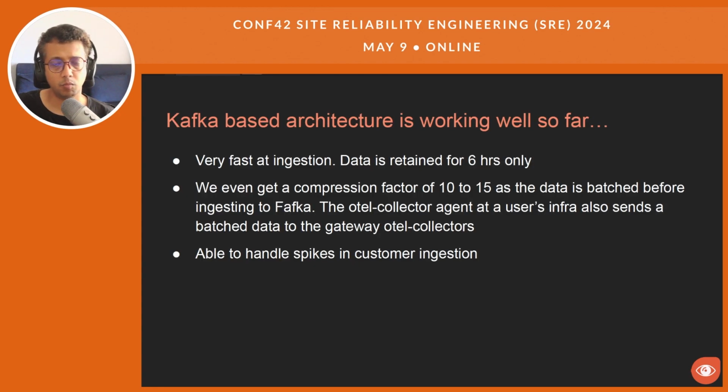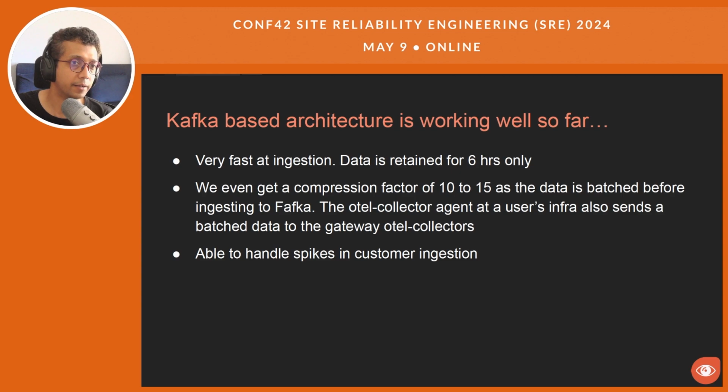So till now, the Kafka-based architecture is working quite well for us. It enables very fast ingestion. It can handle spikes in load from workload customers, and data is retained for 6 hours, and that works. We even get a huge compression factor of 10 to 15 because hotel collector by default works in a batch model. It sends data in batches, and before ingestion into Kafka we are able to get huge compression. It handles spikes very well, as I mentioned earlier.